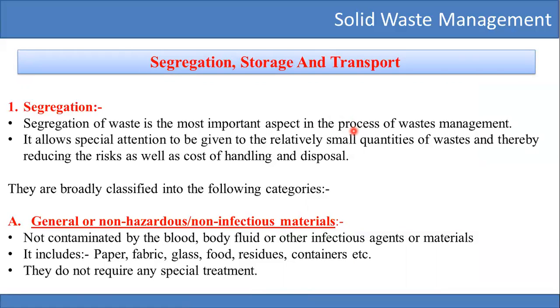Next is segregation, storage and transport of biomedical waste. These three things are very necessary for biomedical waste: the segregation of the biomedical waste into different categories according to their sources, and after that the storage of this biomedical waste, and a proper method is followed for the transport of this biomedical waste, because we cannot mix general solid waste into this biomedical waste, because this biomedical waste is most infectious.